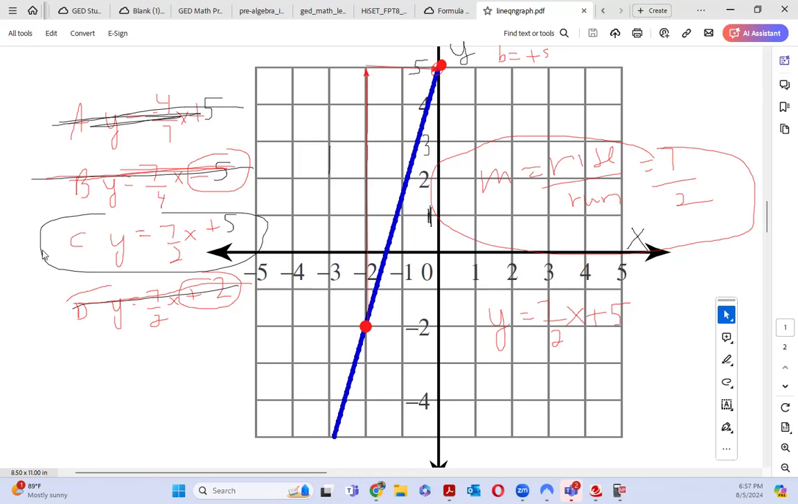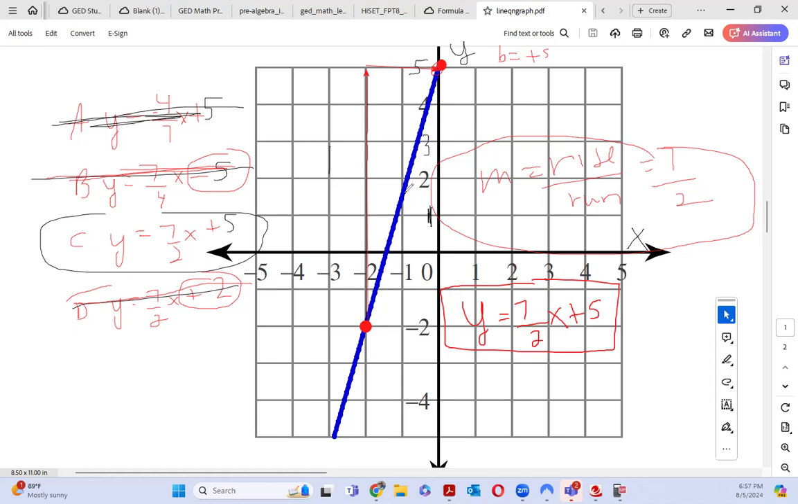And again, let me go back because I can't see that either. So let me make that a little thicker. Let me make my line a little thicker. Y equal 7/2 x plus 5. That would be my equation of the line. So what they're going to do is they're going to give you a line, and they're going to ask what the equation is. Or they're going to give you an equation and ask you what graph corresponds to that equation.